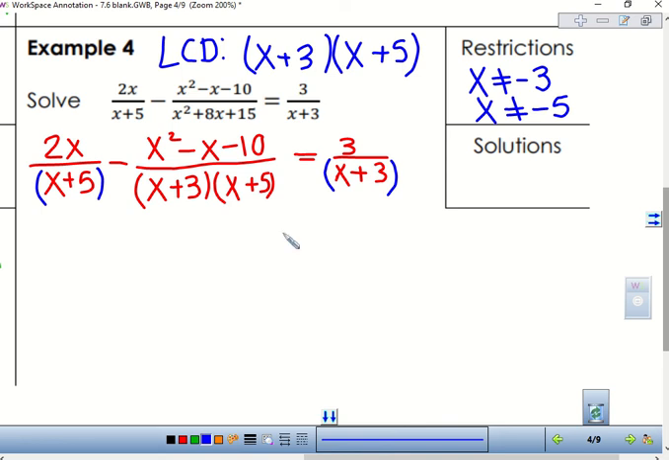So then from here, we're going to multiply all of our numerators by the LCD. You don't have to write that out. If you know how to do it and you feel good about it, no, you don't have to. If you know what's going to cancel out, yeah.